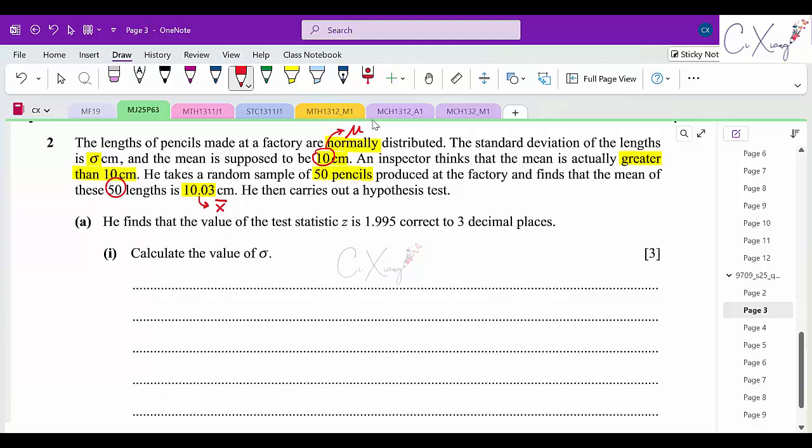He then carries out a hypothesis test. He finds that the value of the test statistic is 1.995, correct to 3 decimal places. Calculate the value of sigma. Right, they already give you the keyword: test statistic is 1.995. When you want to carry out a test for a population mean, we are using the sample, right? We have a sample, which is normally distributed. What is the formula for the test statistic?